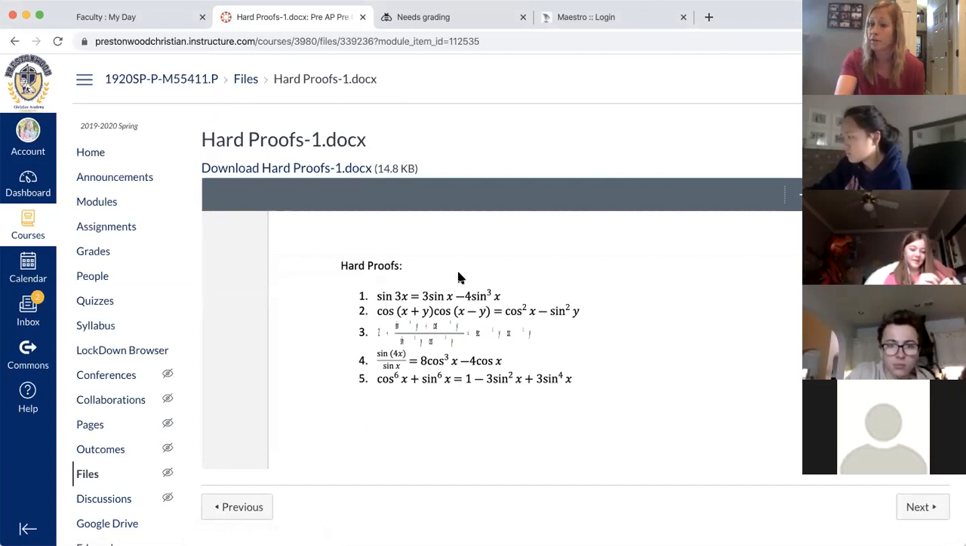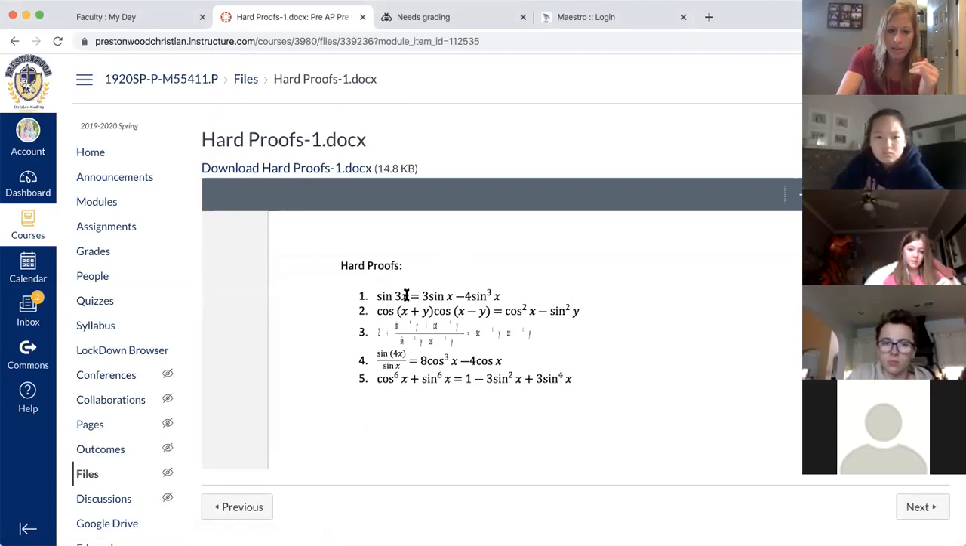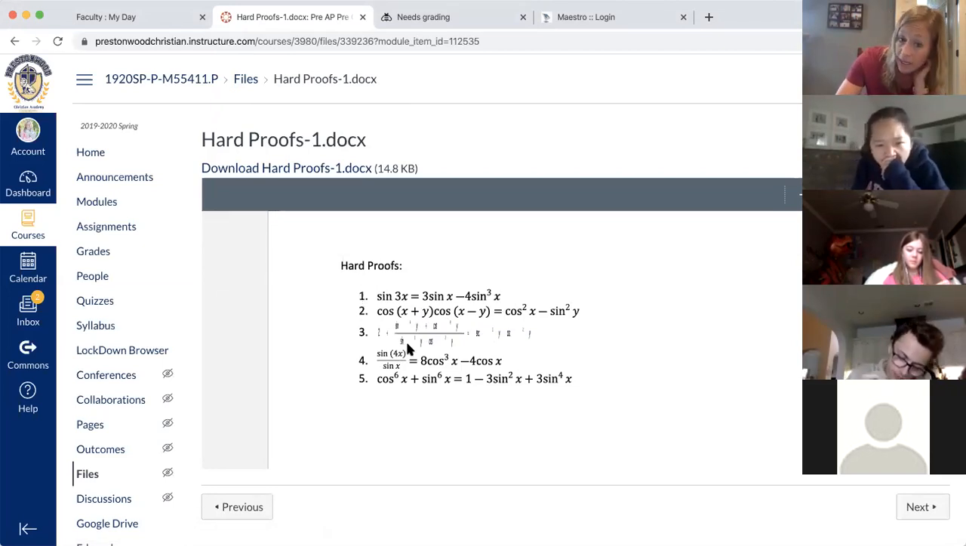There are 5 hard proofs here. They all have somewhat of a twist to them. Two of them, 1 and 2, we already did. They were off of that formula sheet or the group activity that we did. The other ones all have something to do with one of those twists on them.